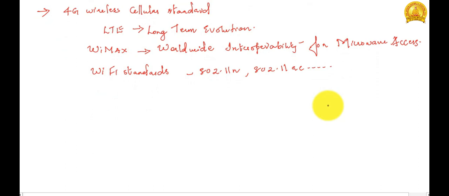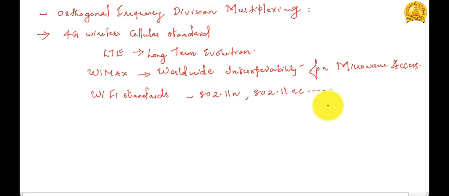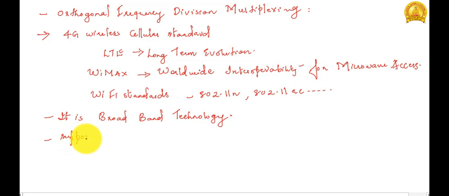Okay, and the reason why we use OFDM in all these wireless standards, in 4G technology, is because it is a broadband technology which supports a very high data rate, in excess of 100 Mbps. So OFDM is a broadband technology which supports a very high data rate, of or in excess of 100 Mbps, and that is the reason why it is used in 4G. So in short, we can say OFDM is a key broadband technology with a very high data rate.